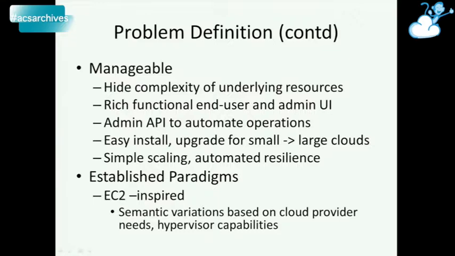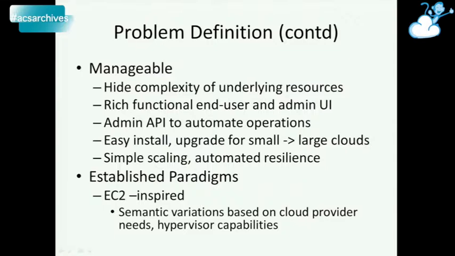A very important goal for CloudStack is to be manageable. When you're using the Amazon Cloud or Rackspace Cloud, you really don't know what's underneath, what hypervisor is there, or whether you're using an Intel CPU or AMD CPU. So hiding that complexity of the underlying resources is a goal, and the UI fills a large part of that usability goal.